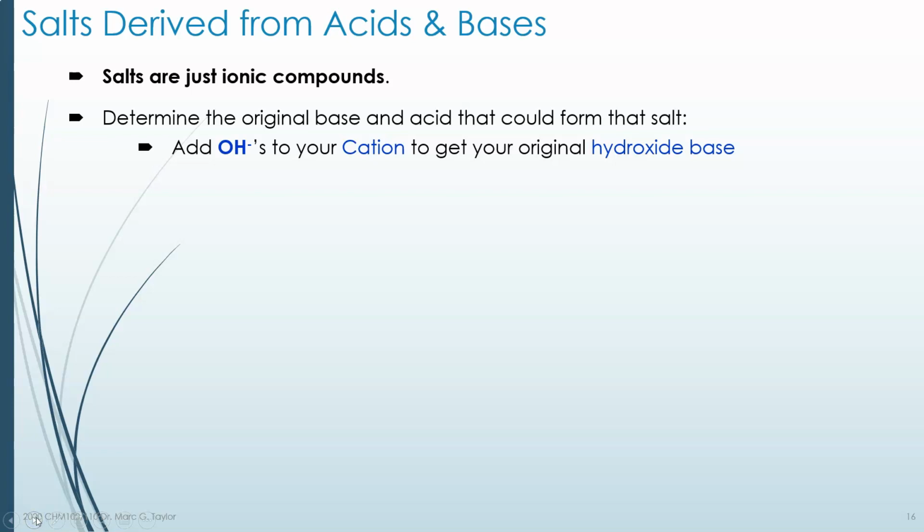So whenever you look at a salt, one way to determine whether that salt has properties in terms of being an acid or base itself is to look at the component ions of the salt. If you want to determine how it behaves, you add an OH to the cation of your salt to get the original hydroxide base that it could have been produced from, and you add a proton, an H+, to your anion portion of your salt to get the acid that it may have been produced from.